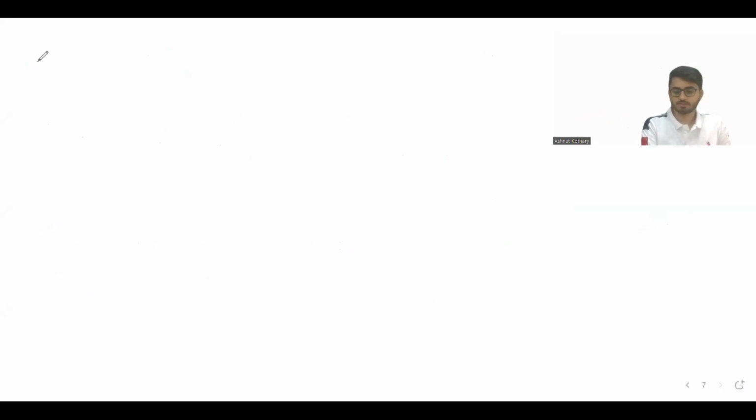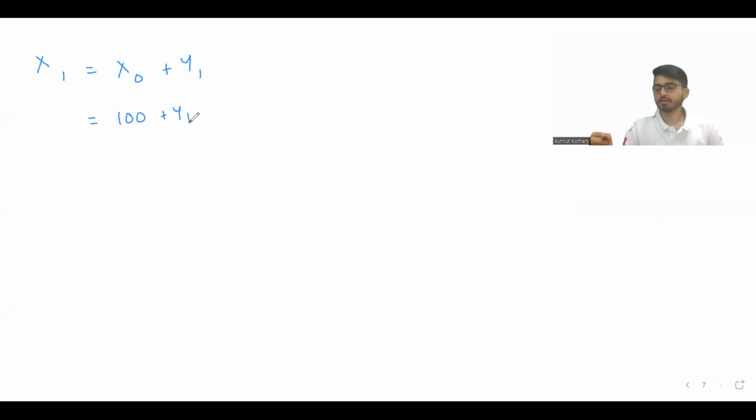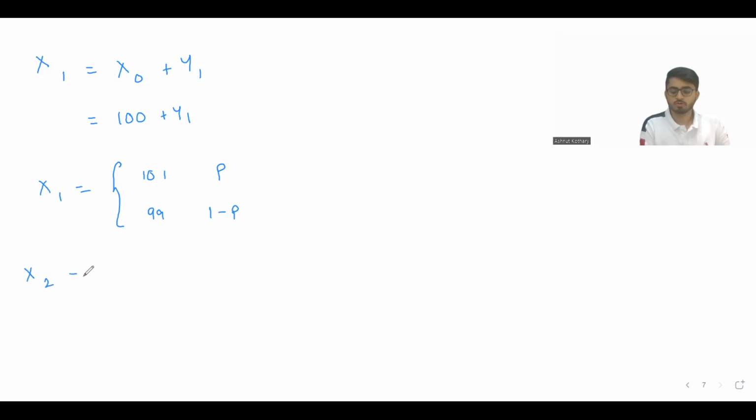For the first question, start from the first principle itself. X1 will be nothing but X0 plus Y1, which becomes 100 plus Y1. Now Y1 can either take the values plus 1 or minus 1. So my distribution of X1 will be 101, 99 with probabilities p and 1 minus p respectively. Now similarly X2 is nothing but X1 plus Y2.